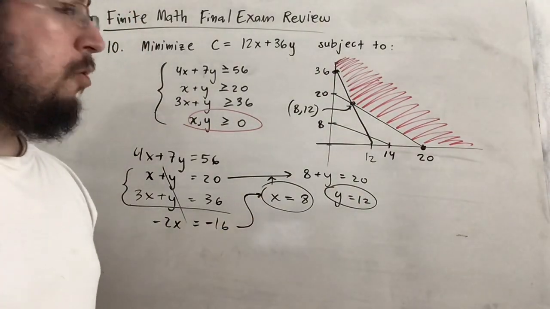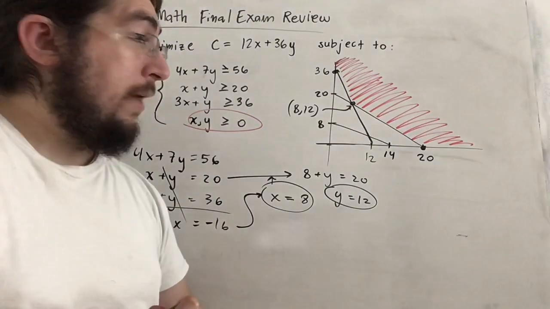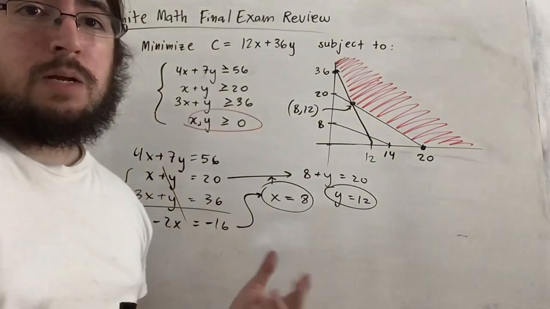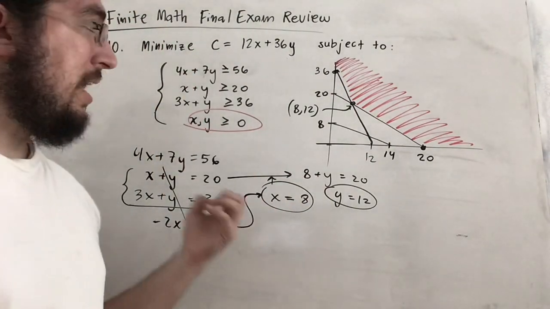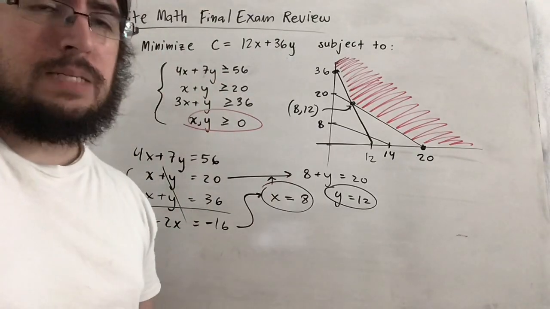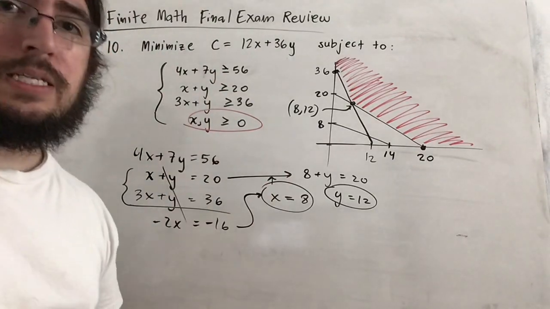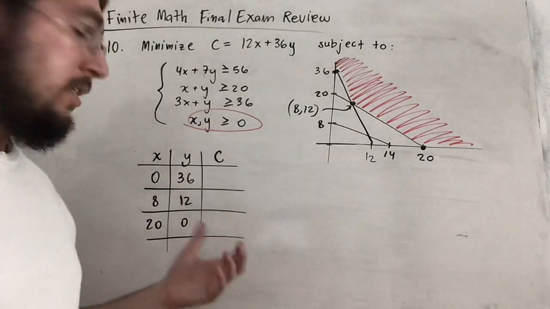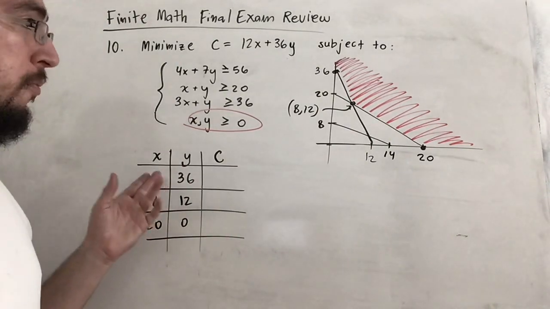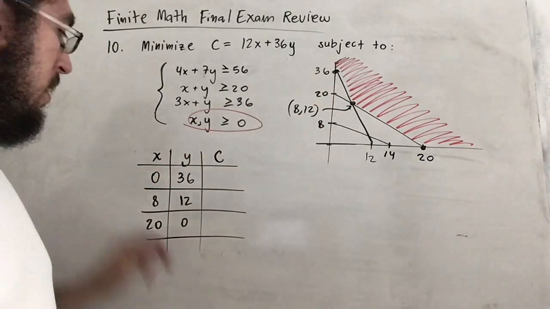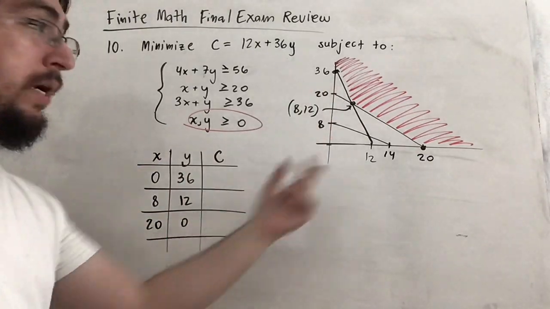Good. So now what we need to do is look at these corner points and plug them into C, much like we did with number 9, and then find the minimum value as opposed to the maximum that we did in 9. So let me erase this and create that table right now. Right, so this is the table I ended up with. Notice the corner points here are (0, 36), (8, 12), which we just found, and then (20, 0).